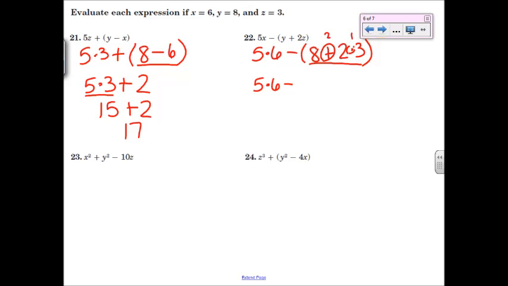So the first thing I'm going to do is 2 times 3 inside those parentheses. And 2 times 3 is 6. Then, still inside the parentheses, I'm going to do the addition now. So I'm going to have 5 times 6 minus 8 plus 6 is 14. Okay? Now that I've gotten rid of the parentheses, I can move on, and I don't have any exponents, but I have multiplication. So I'm going to do 5 times 6 next, which is 30, minus 14, and 30 minus 14 is 16.